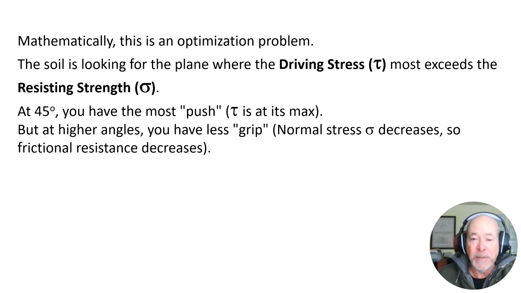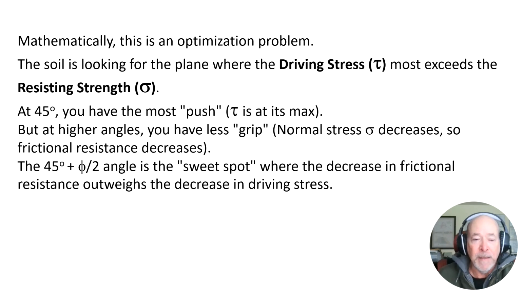So the normal stress sigma decreases, so frictional resistance decreases. At 45 plus phi over 2, the angle is at a sweet spot where the decrease in frictional resistance outweighs the decrease in driving stress. So that is why we have that magic angle theta. It's the path of least resistance.